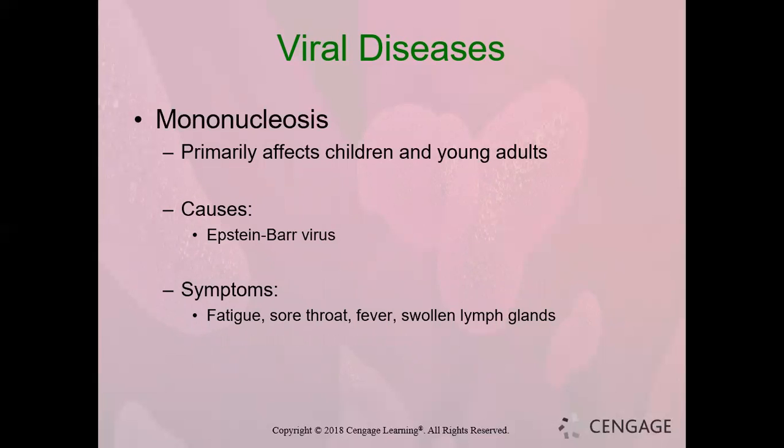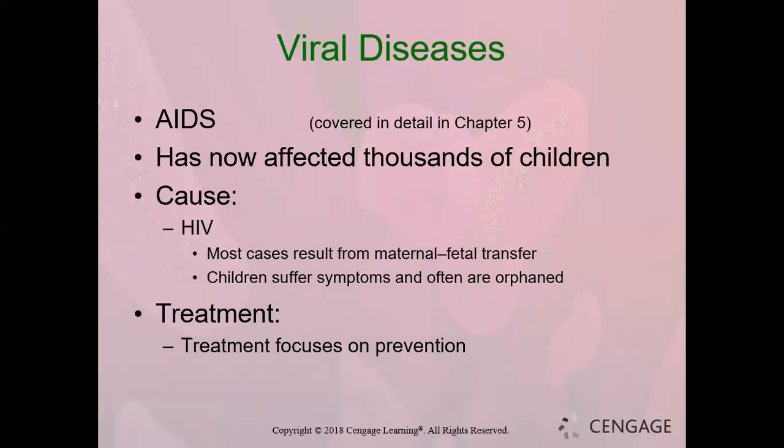Mononucleosis primarily affects children and young adults. It's caused by the Epstein-Barr virus. They're going to have fatigue, sore throat, fever, swollen lymph glands. This also used to be called the kissing disease. AIDS, we've covered this pretty much in depth, but again, it is a viral disease, but there is treatment now.